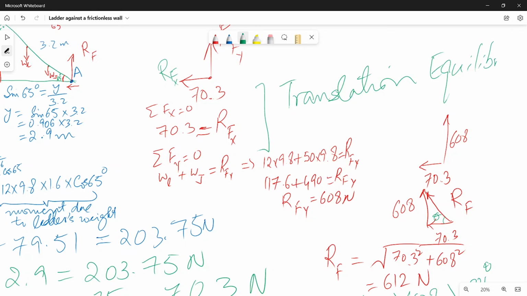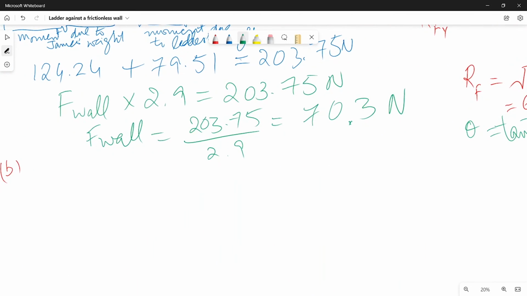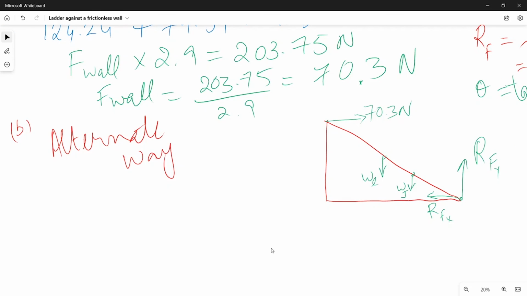So let's do this question in an alternate way. We would now try to do this question by rotational equilibrium. Now we would do the same question, the B part, finding the reaction from the floor in another way, using rotational equilibrium. And we know rotational equilibrium is sigma tau is 0, so the clockwise moment should be equal to the anti-clockwise moment.